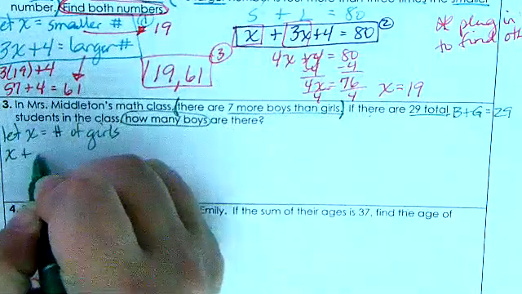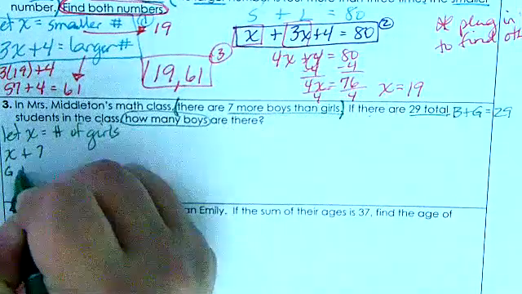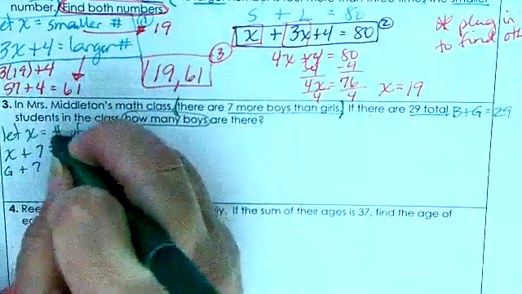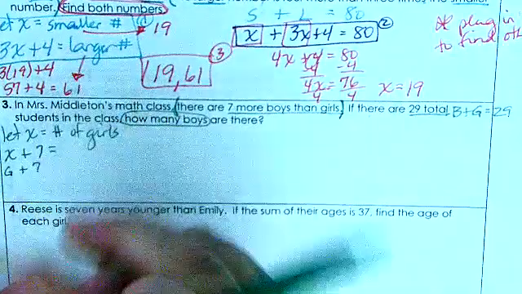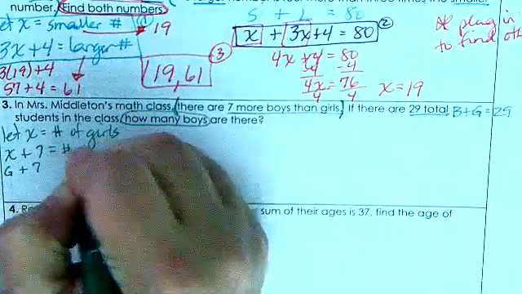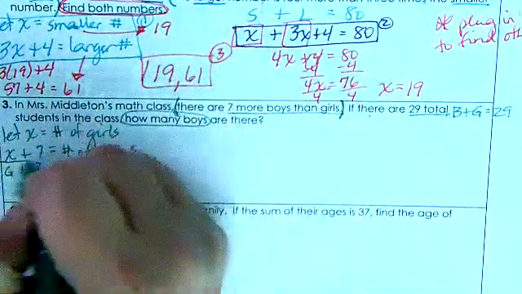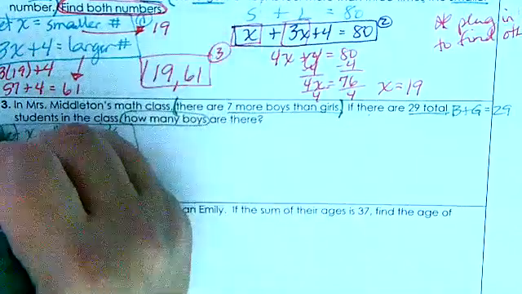So I'm going to have X plus 7 because it is the girls plus 7 equals the number of boys. So there's part 1.